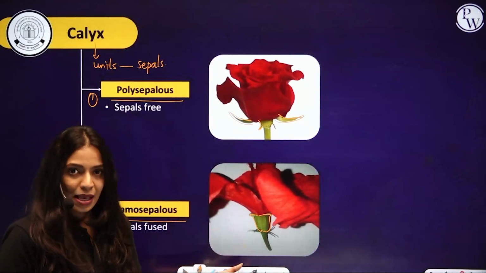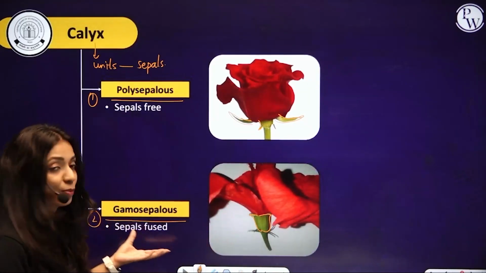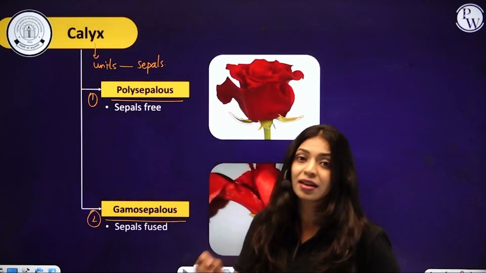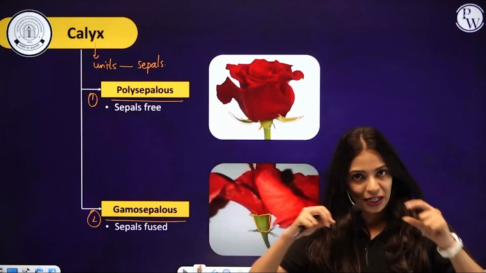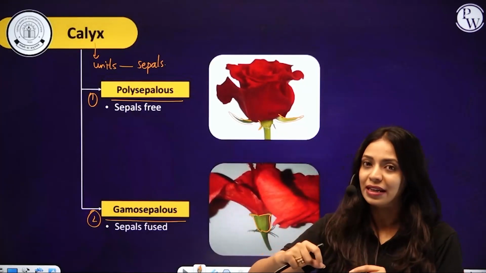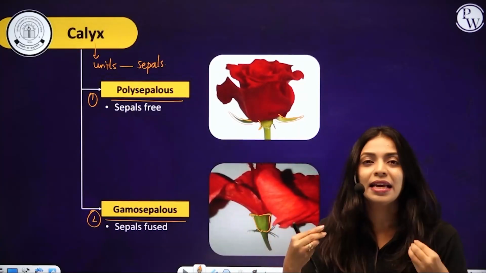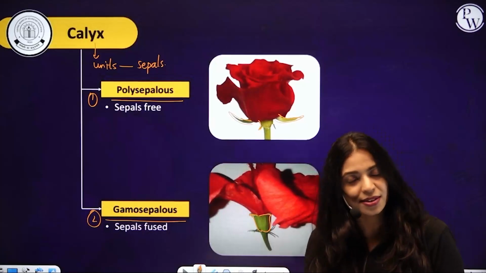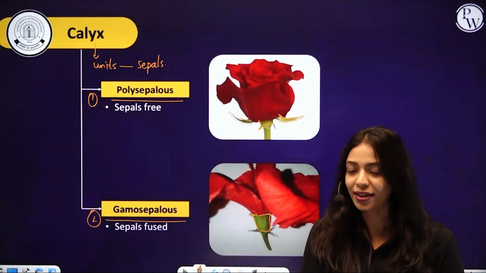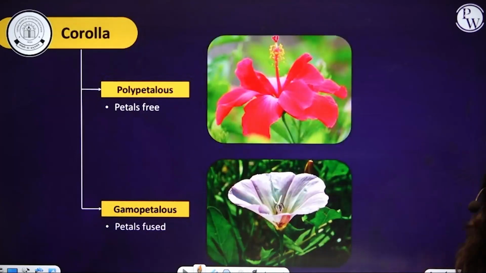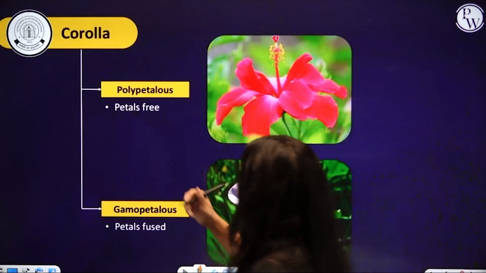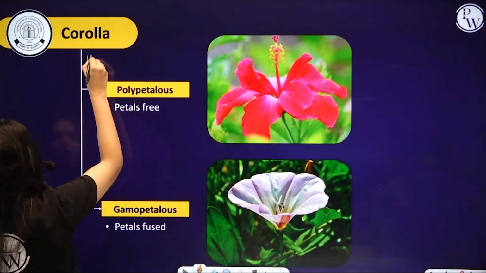Such sepals are said to be gamosepalous. Such a calyx is said to be gamosepalous. Clear? Poly, if it is free, individual units of calyx, if the sepals are free, then we call it polysepalous. If they are fused, then we call it gamosepalous. Okay? Similarly, we have corolla, units of corolla, individual units.